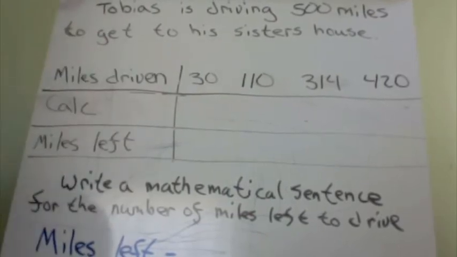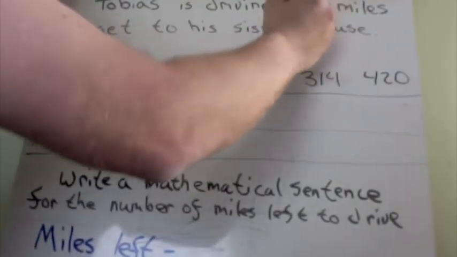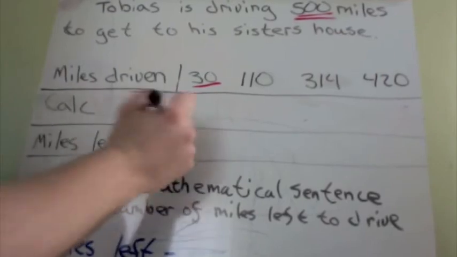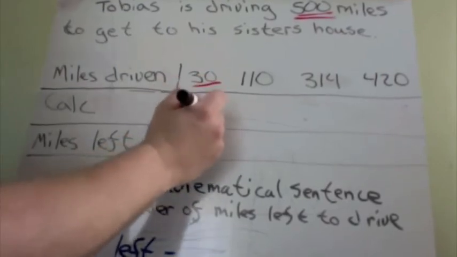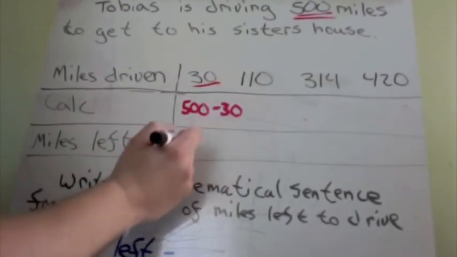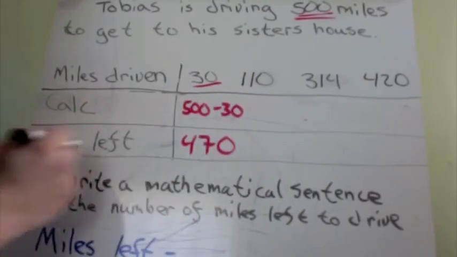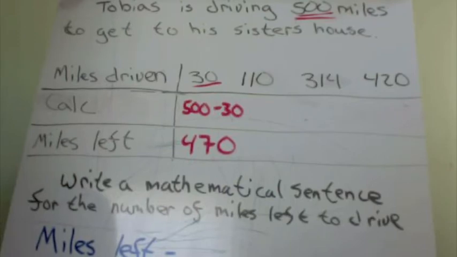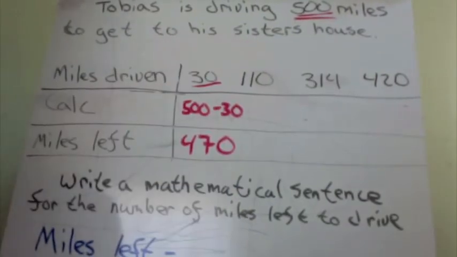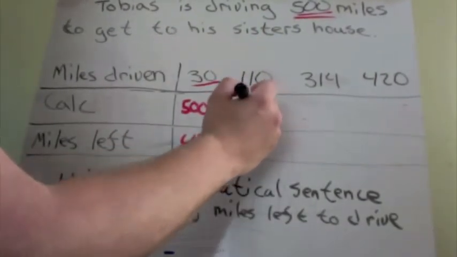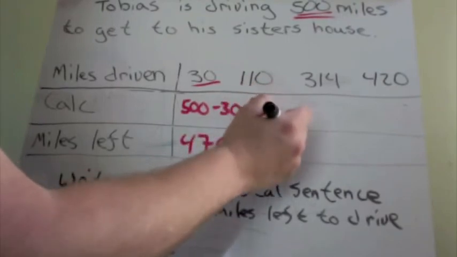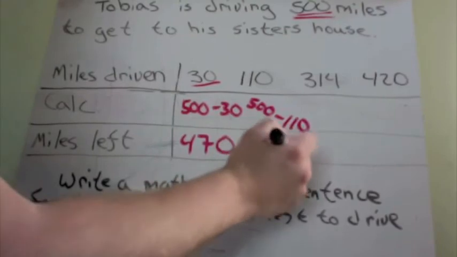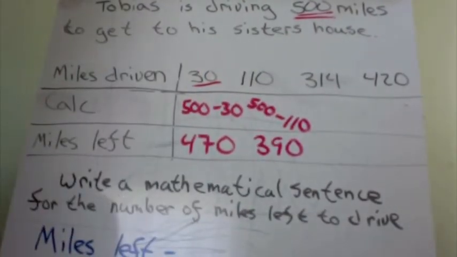It says, how many miles do we have left? Well, we've got to drive 500 miles. If we've driven 30, we're simply taking 500 and subtracting 30. So our miles left is 470. Same is true with this 110 here. We take 500 minus 110, which is going to give us 390 miles left. Okay.